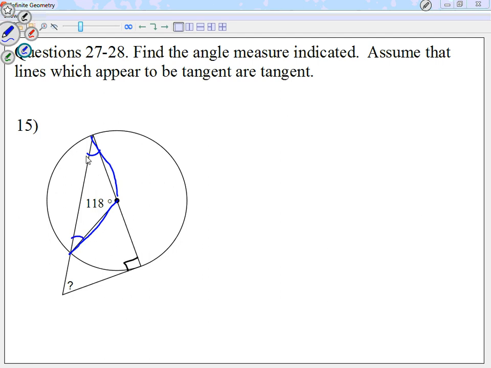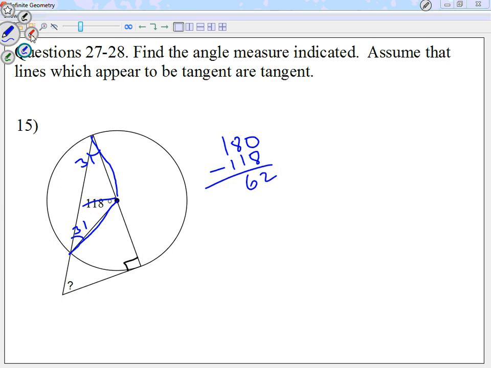I know that the whole triangle is 180. Let me take this 118 out of the way. So I'm going to go 180 minus 118, and I'm going to get 62. So these two angles combined are 62. I know they're equal to each other, but combined is 62. So I'm going to say each of them is 31. Right? 62 divided by 2.